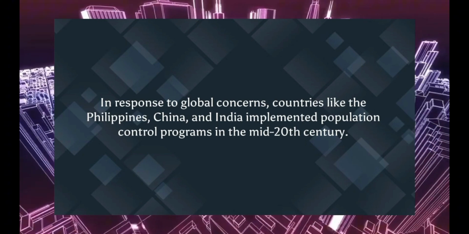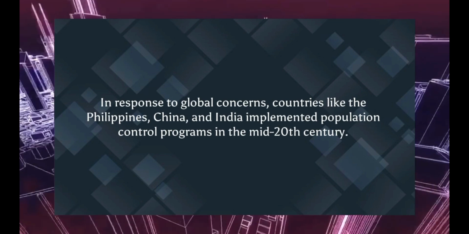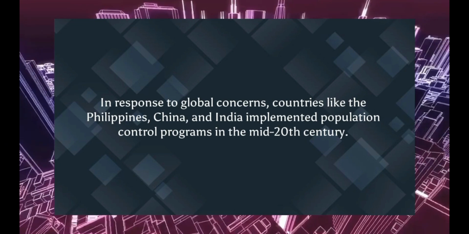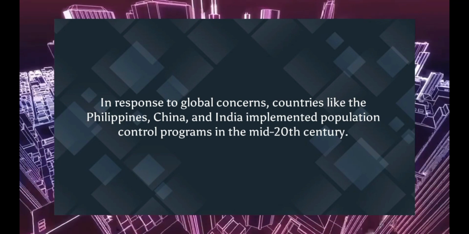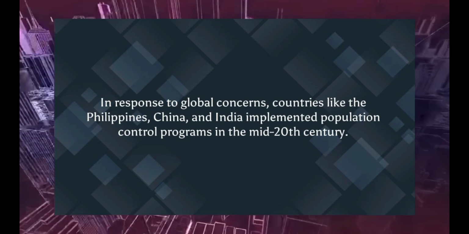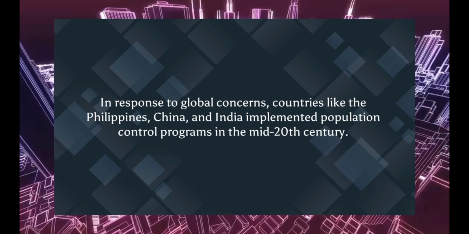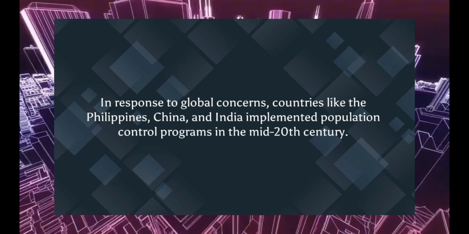In response to these concerns, nations such as the Philippines, China, and India implemented population control programs in the mid-20th century. The underlying rationale was the belief that unbridled population growth could precipitate resource crisis, give rise to widespread poverty, hunger, and political instability.